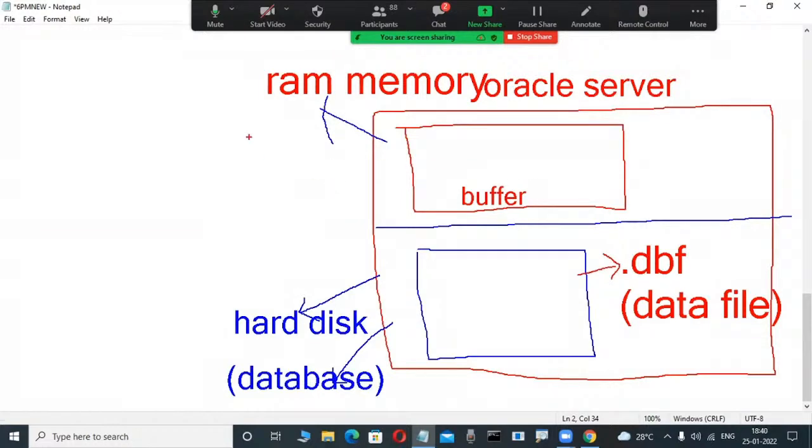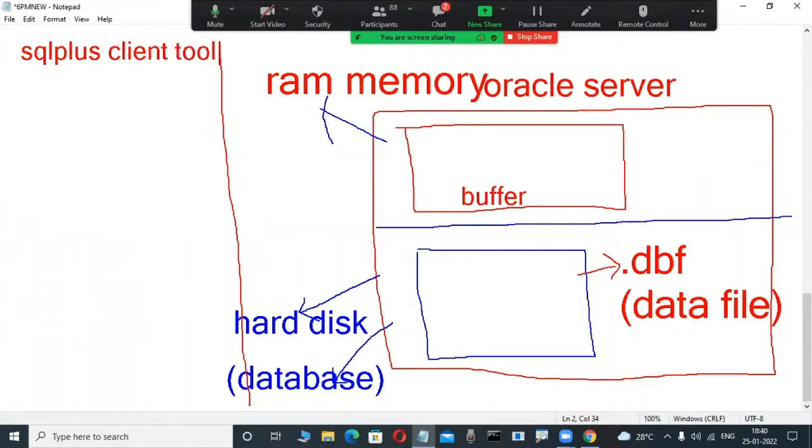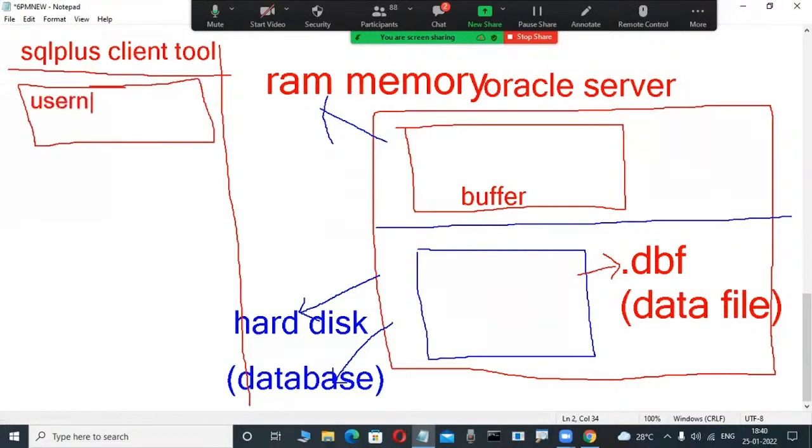Now daily we are interacting with the server by using a tool. For example, the SQL Plus client tool. Practically I'm showing the client tool. Through this tool only, we are connected to the server. In this tool there is a username and password. In the next class I will tell you which users, don't worry.